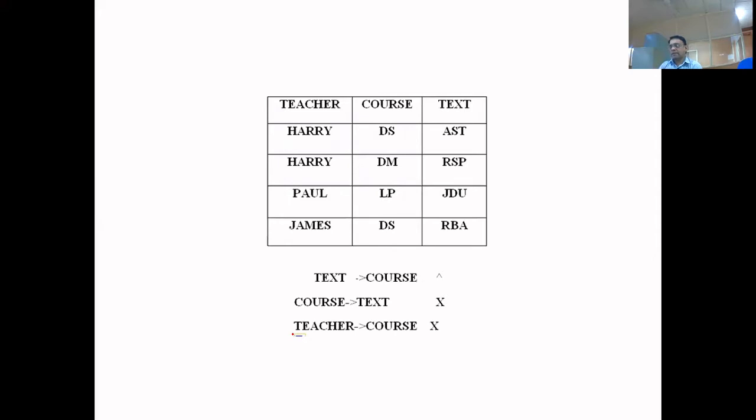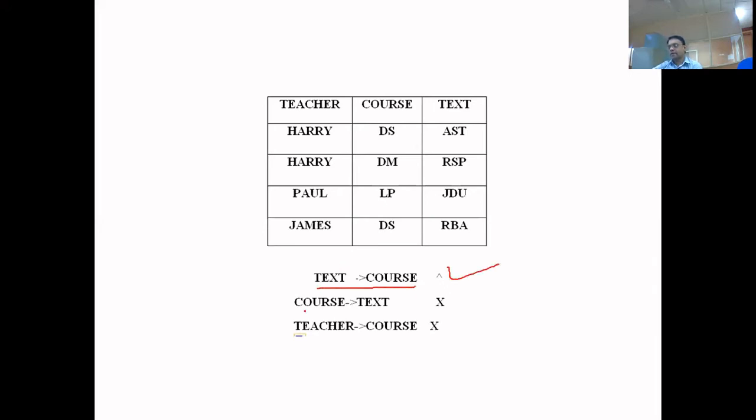We have one more example here, and we have three constraints. Which constraint holds good and which constraint is not going to be correct, we'll discuss here. Text determines course. That means if I know the author name, Andrew S. Tannenbaum, he has written data structures. Ronald B. Adler, he has written data structures. R.S. Pelagatti, data mining. Jeffrey D. Ullman, language processors. So text determines course. This is fine.